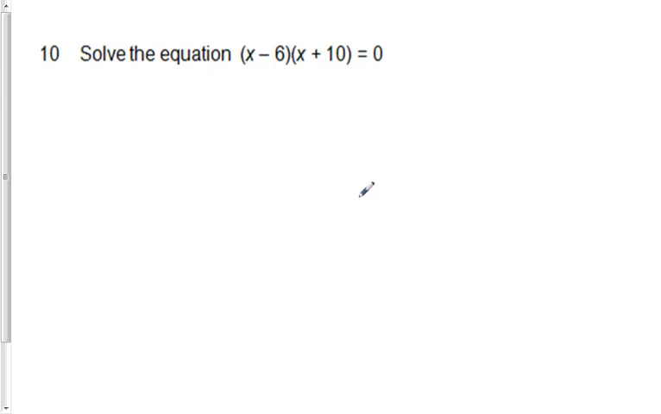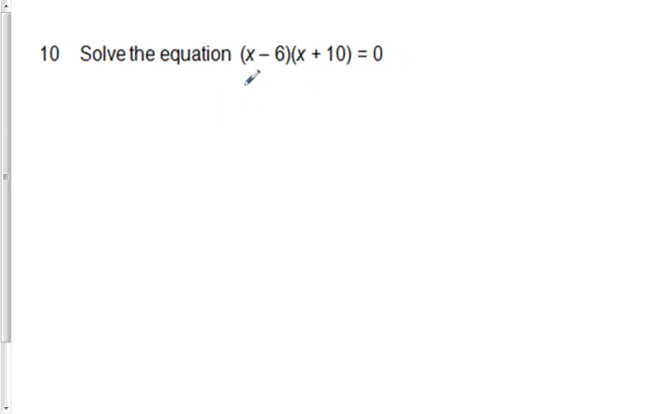Solve the equation (x - 6)(x + 10) = 0. Now, as I said, we're using a very specific skill here, so you can see the factorizing's already been done for you for this question. Now, our quadratic here already equals 0, so it's in the correct form.